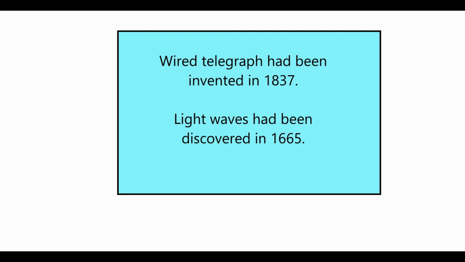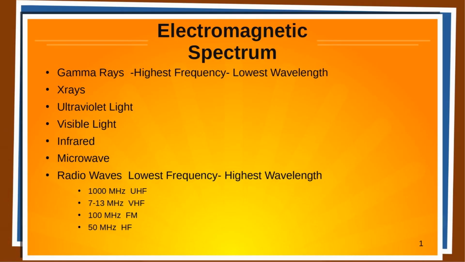Wired telegraph was invented in 1837. Light waves were discovered in 1665. Radio waves are part of the electromagnetic spectrum that also includes gamma rays, X-rays, ultraviolet light, visible light, infrared, and microwaves.